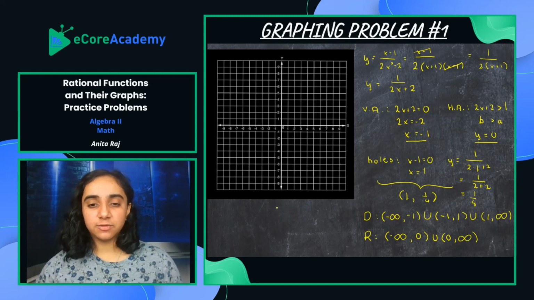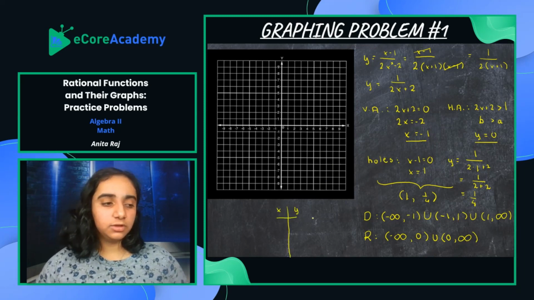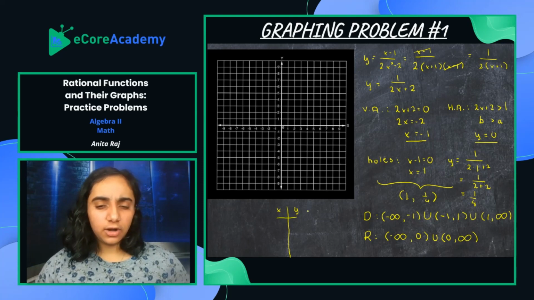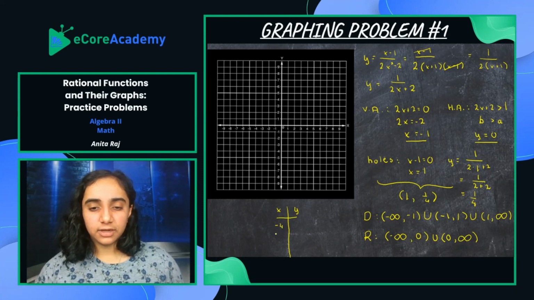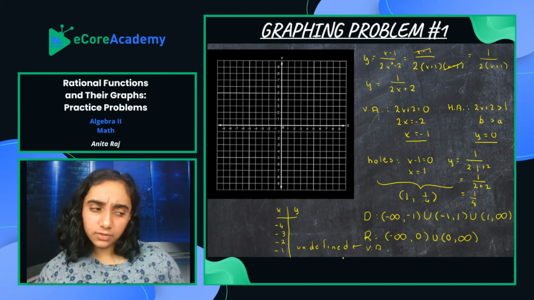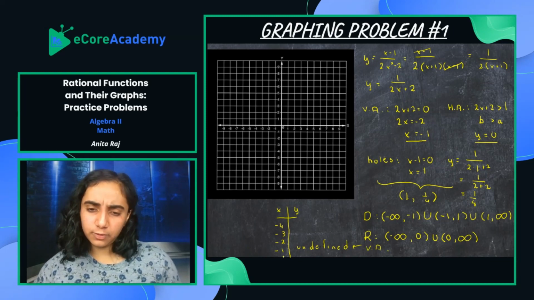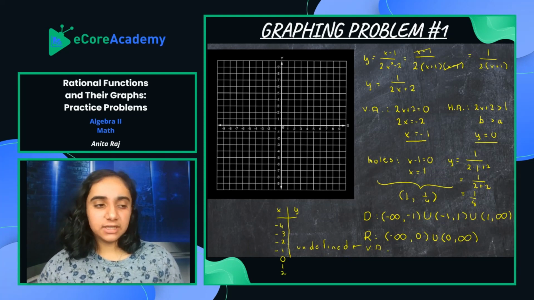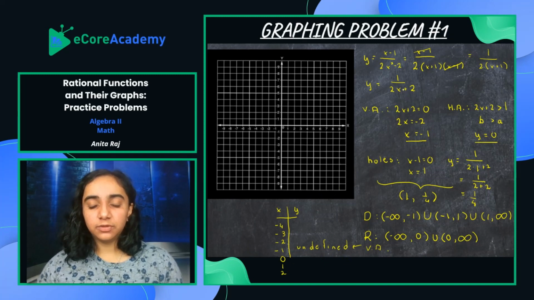Then we're going to make an xy table so that we can actually plot this on the coordinate plane. So I'm going to start at -4. So I'm going to have -4, -3, -2. Then I'm going to have -1, which is going to be undefined, because that is where my vertical asymptote is going to occur. Then I'm just going to have three more points after it: 0, 1, and 2. And then we're going to plug each of these points into the reduced function.